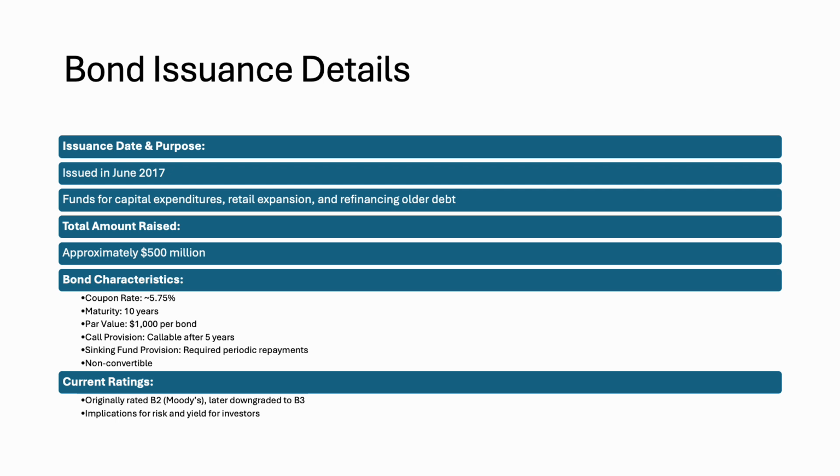For our bond characteristics, the coupon rate was 7.75%. Maturity was 10 years. Our par value was 1,000 per bond. Our call provision was callable after 5 years. The sinking fund provision required periodic repayments. It is non-convertible. And our current ratings: originally rated B2, later downgraded to B3. This has implications for risk and yield for investors.